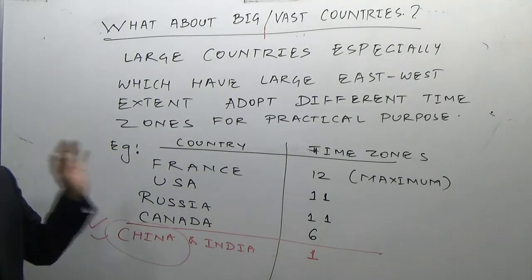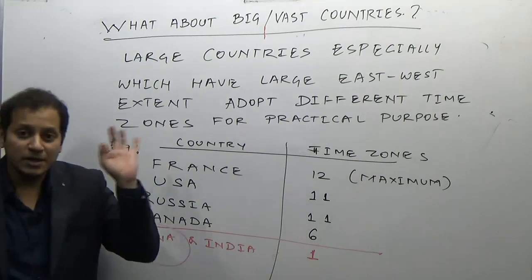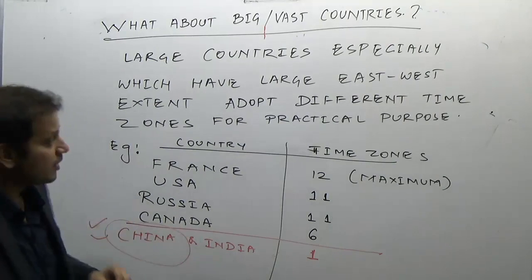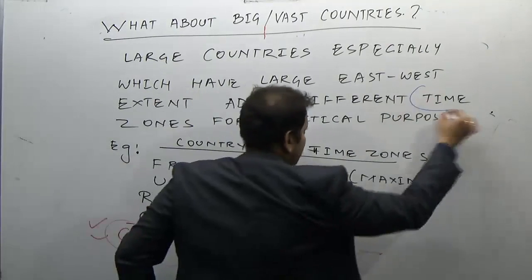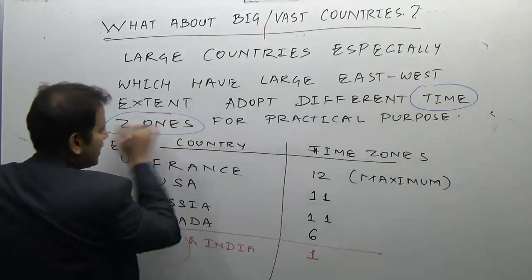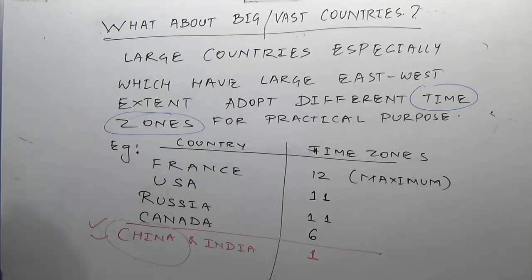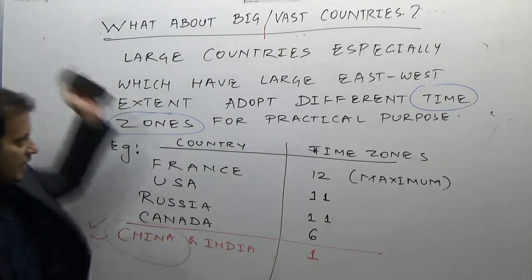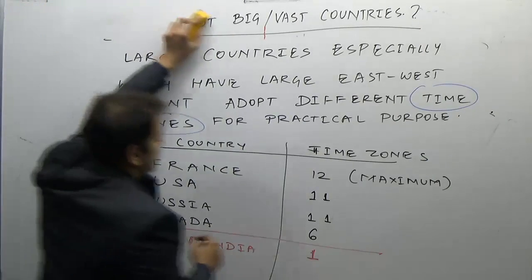Okay. So what about the big and vast countries? They adopt different time zones for practical purposes. For example, France, Russia, Canada. And India and China are having only one time zone.